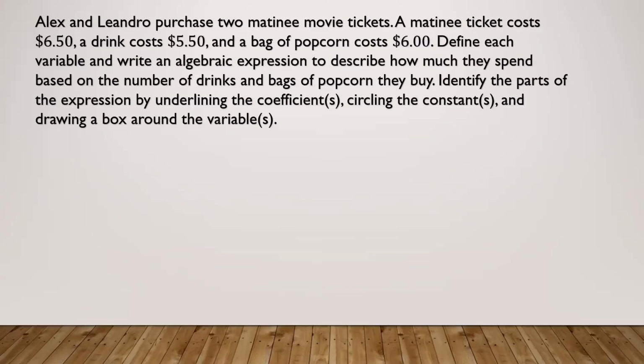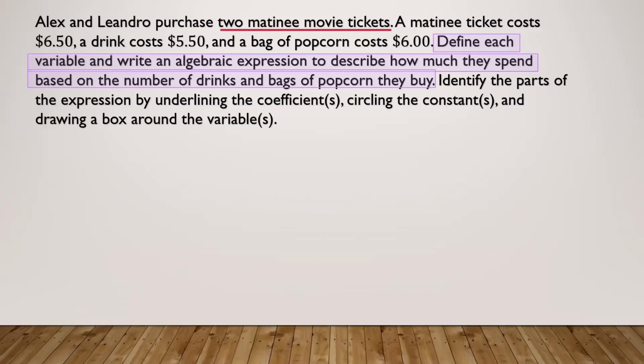Wow, there's a lot there. So let's go back. First, it says define each variable and write an algebraic expression to describe how much they spend. Okay, so let's focus right there. I'm defining a variable, right? Well, what do I know? Okay, we're defining it based off what they buy as far as drinks and as far as popcorn. But they had to get into the movie, so look what else they bought. They bought 2 matinee tickets.